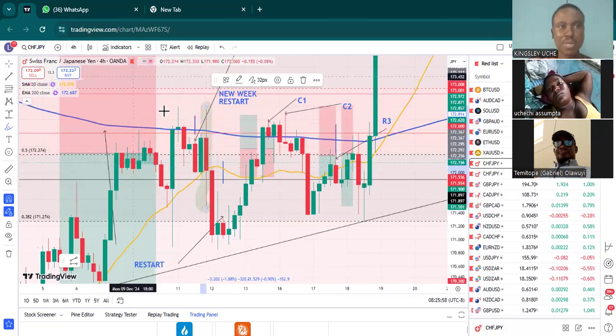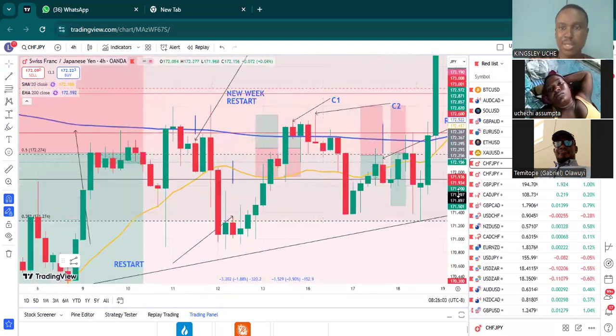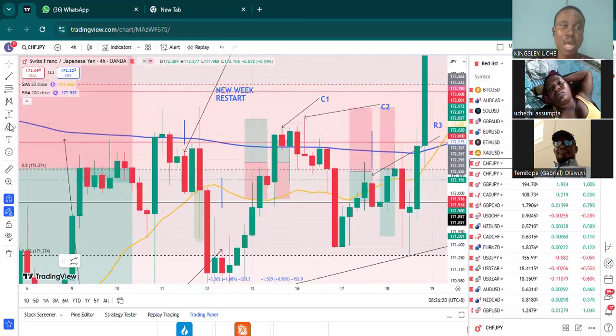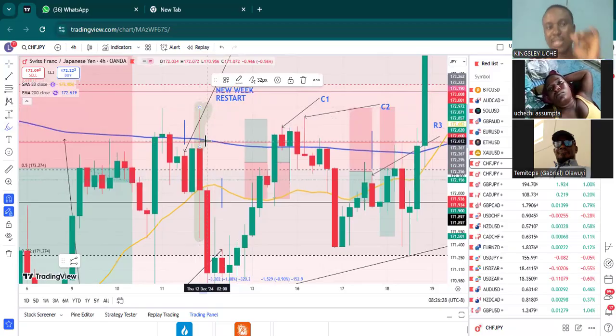But in this case, if you look at it well, you can see that the wick below is longer than the one above. This wick you have here, where you see me putting that green brush, you can see that that wick is longer than the one above. What we want to see in this pair is the wick above, which is this one, to be longer than the one below.